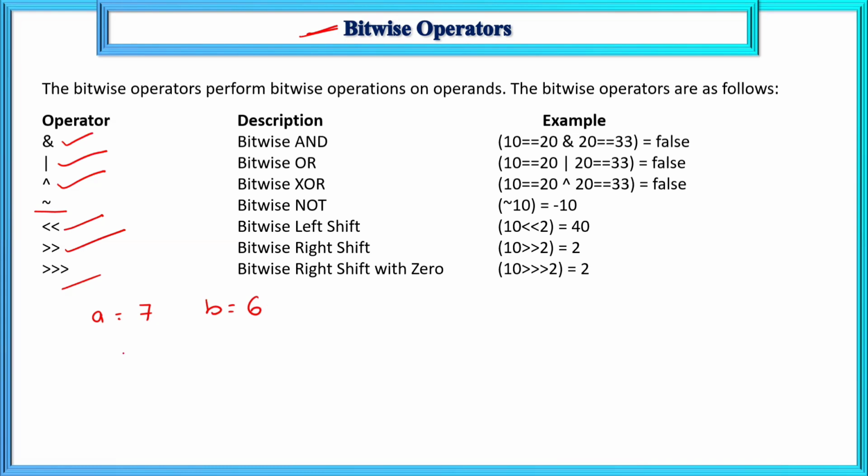Now 7 is converted into binary. This is the binary representation of 7. 6 is converted into binary. This is the binary representation of 6. Now, first the AND operation: if both are true, the result is true. 1, 1, 0. What is the 1, 1, 0 number? 6. The result is 6.